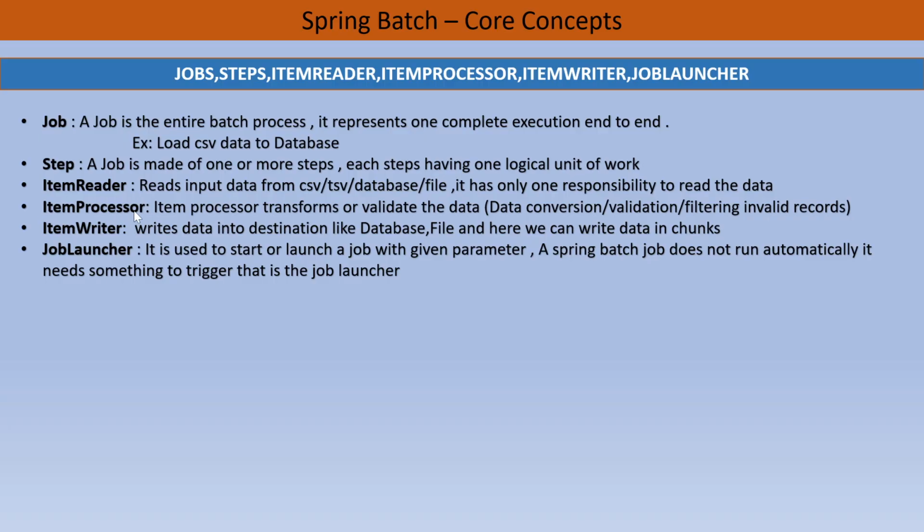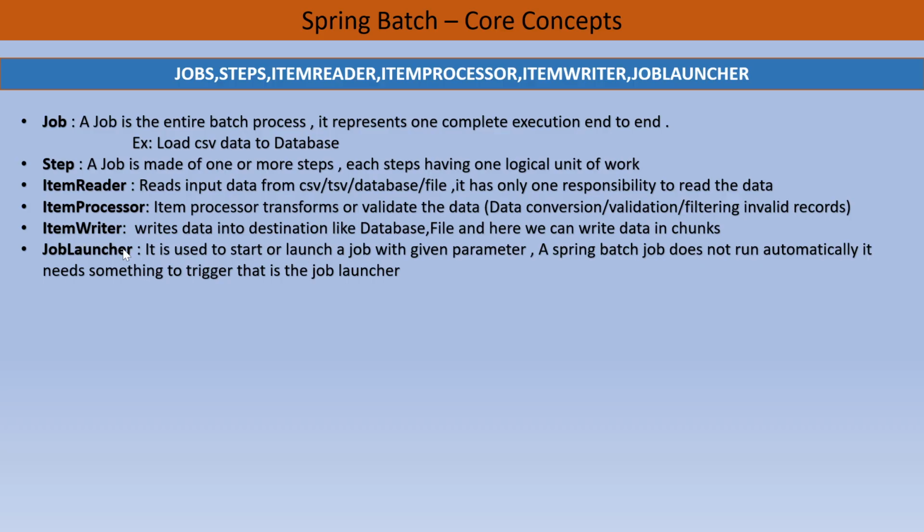So what is the item processor? The item processor transforms whatever data it reads; it will transform or validate the data, like data conversion, validation, filtering invalid records. For example, we are reading some data and we need some conversion of those data, from one object to another object. That time we need the processor, like a reader object to entity object, right? So if we need some validation of that data, that time we can go for the item processor.